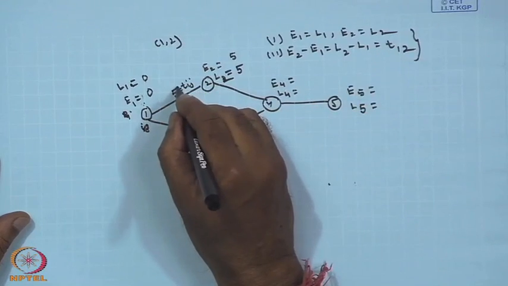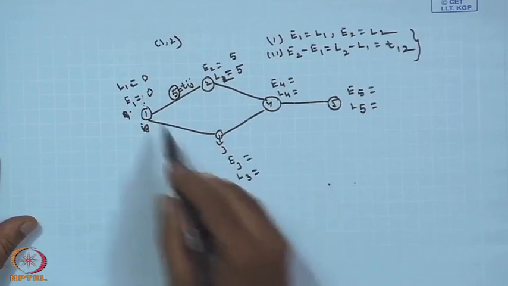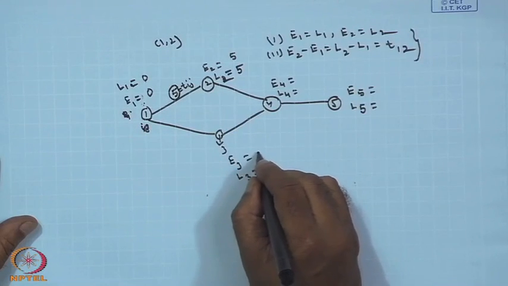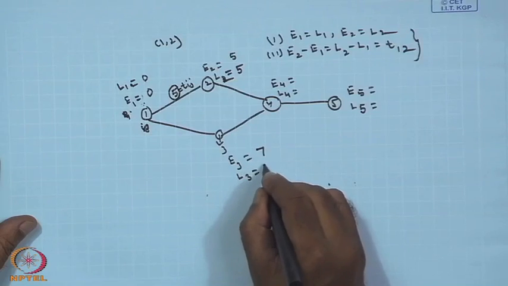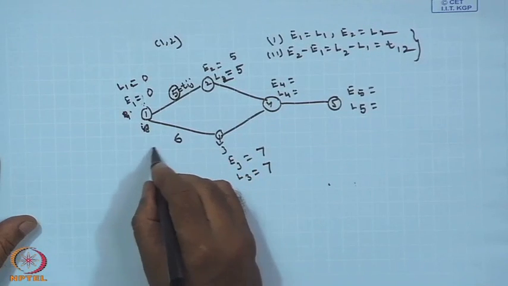But suppose instead of 5, you consider now this part: L1 is 0, E1 is 0, and after calculation I got E3 as 7, suppose L3 is 7, and the value of Tij is equal to 6.